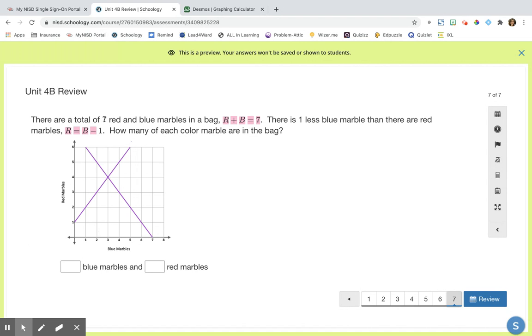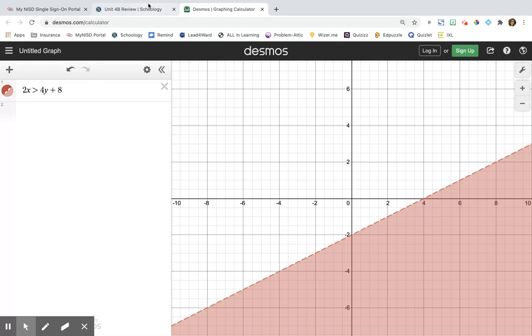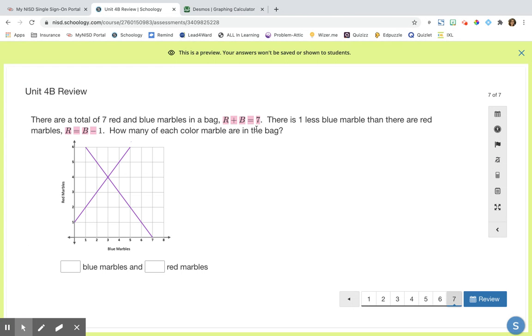So if you want to, you could graph on Desmos. The only problem is you have to use X and Y. But they were nice enough to already give a picture of this thing. So all we have to do is read the graph. So I can tell that they're crossing right here. So if I follow this down, it's at the 3, and this part is blue. So for blue marbles, I know that there's 3 of them.